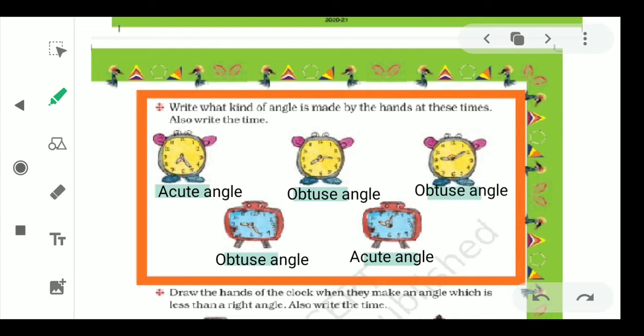The hands of the clock also form different angles at different times. Here is an acute angle, obtuse angle, and acute angle. These angles are being formed by the hands of the clock. So have a look at your wall clock and find which angle is being formed there in your wall clock.